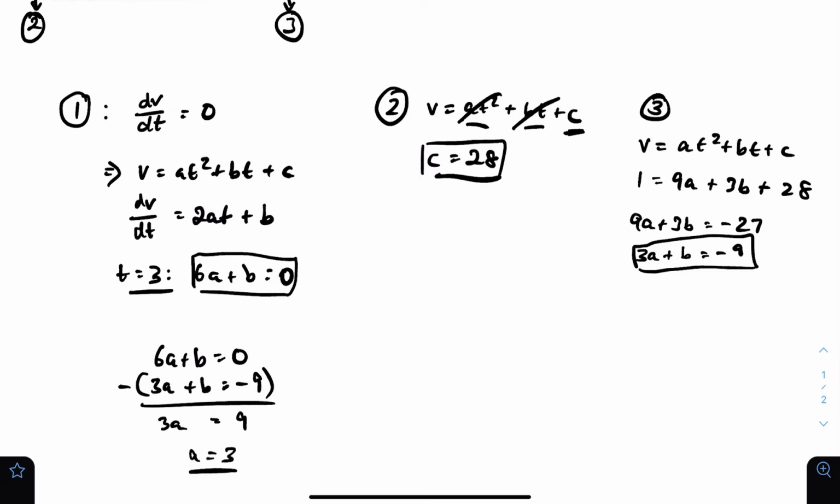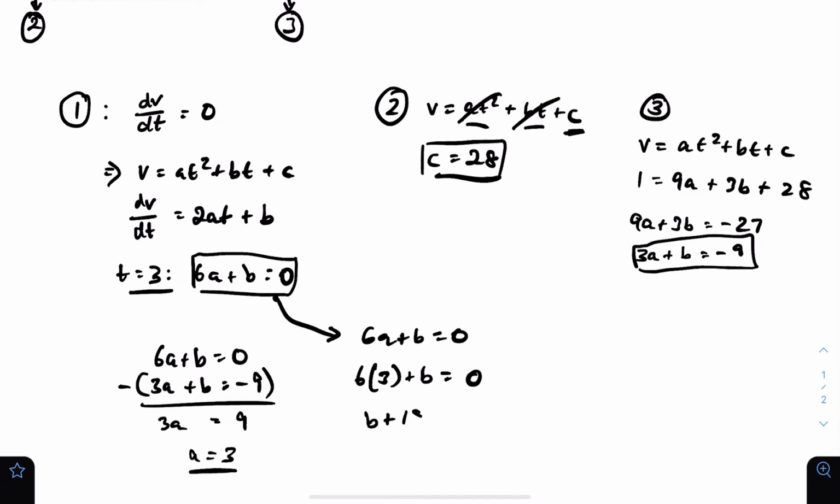So we got a, now we can get b. Let's use this equation over here. 6a plus b is equal to 0. Therefore, 6 times 3 plus b is equal to 0, since a is 3. So b plus 18 equals 0. b is equal to negative 18. Now we have a, b, and c, so we can say that v is equal to 3t squared minus 18t plus 28.